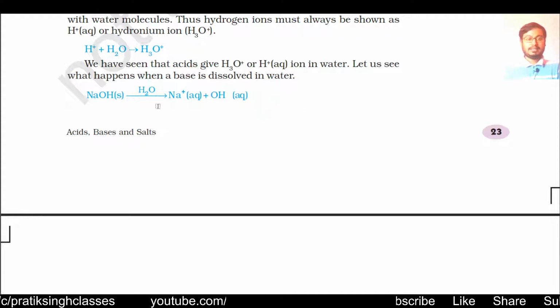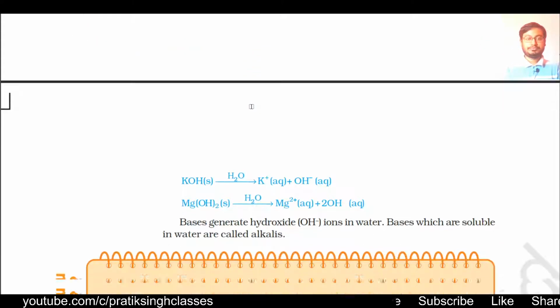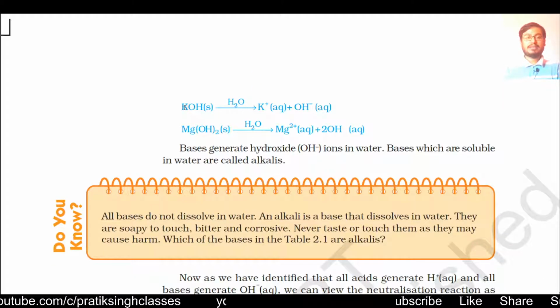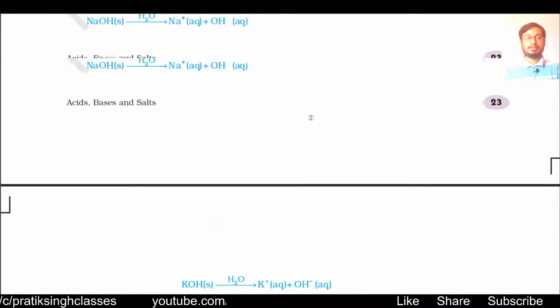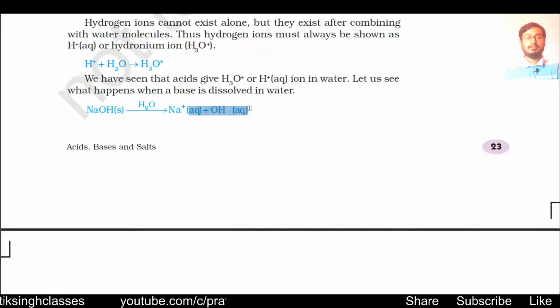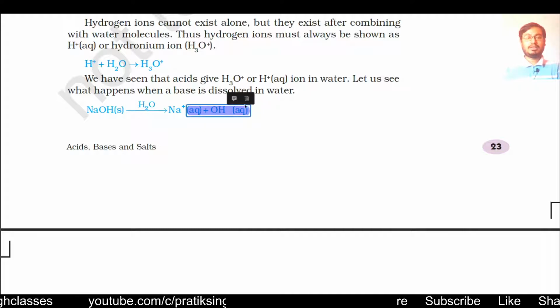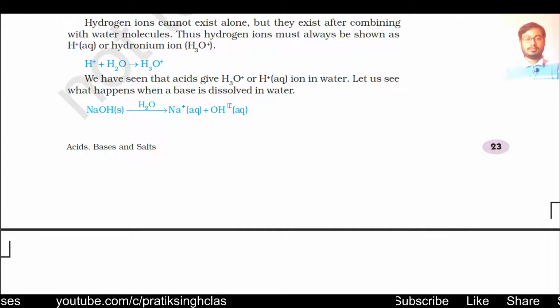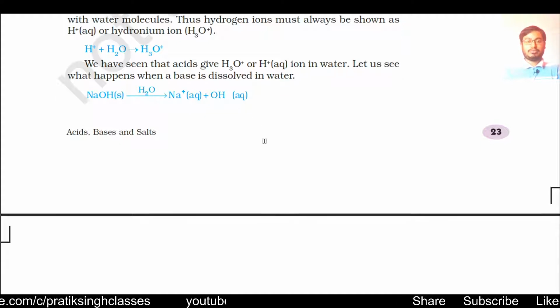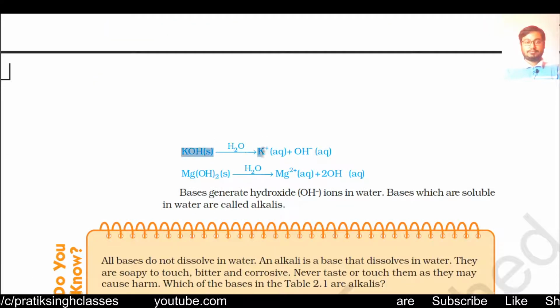It is taken here in solid form, and when water is mixed with it, it will make Na plus aqueous plus OH aqueous. Potassium hydroxide in solid form makes K plus OH minus. Here in this equation it will become OH minus, not only OH. So if it is printed in this way in your book, please correct it. It is Na plus aqueous plus OH minus aqueous, as given here.